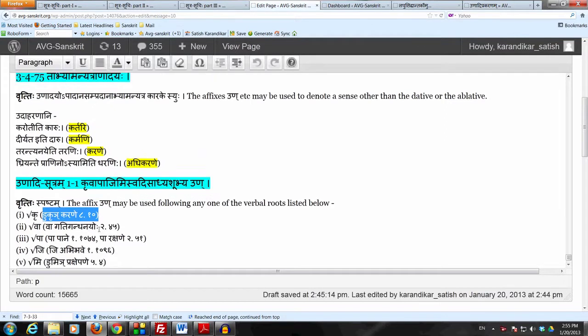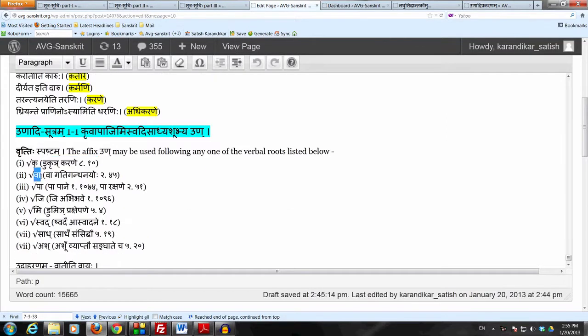The second one is the dhatu va, which is gati gandhana yoho from the adadiganaha. The third is pa, which is pa pane from the bhavadiganaha. It also refers to pa rakshane from the adadiganaha. The fourth one is ji abhibhave from the bhavadiganaha. The fifth one is mi, which is dumin prakshepane from the Swadiganaha.